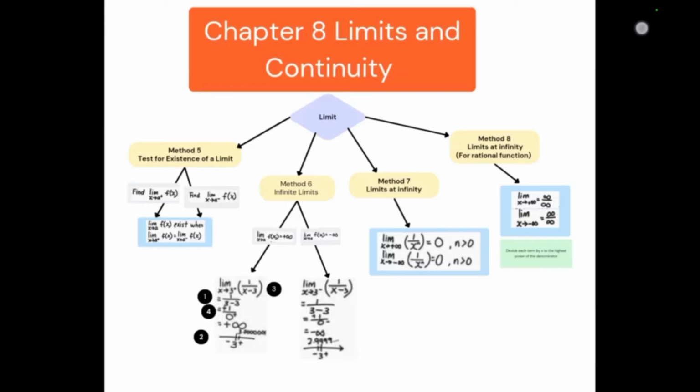How? We just need to substitute the nearest value as x approaches a number. For example, x approaches 3. From here, draw the number line first. 3 positive for the right side, negative for the left side, and it's 3 plus. So from here, you can get the nearest value, which is 3.00001.